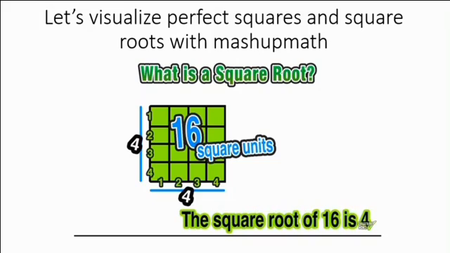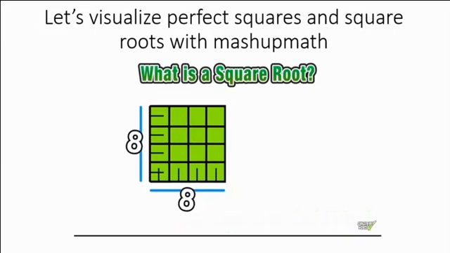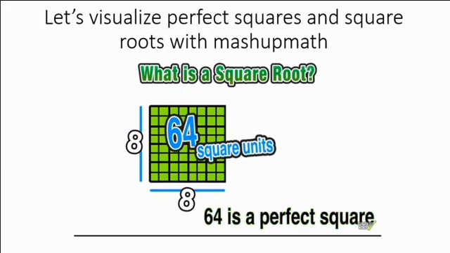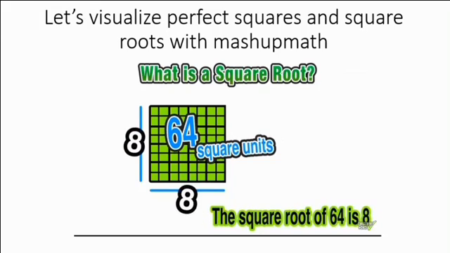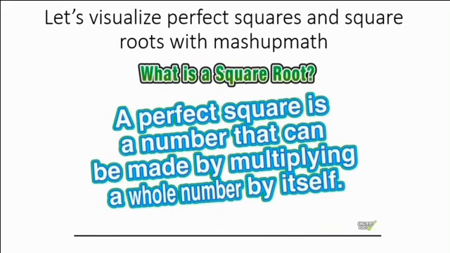And we can think of this relationship every time we think about perfect squares. Now, for example, if we took this 4 by 4 square and cut each unit in half to make it 8 by 8, now if we counted up all those squares to find the area, or just multiplied 8 by 8, 8 squared, we would get a result of 64 square units. So 64 is also a perfect square, and the square root of 64 is 8, because 8 squared will equal 64. So now we can say that a perfect square is a number that can be made by multiplying a whole number by itself, by squaring any whole number.